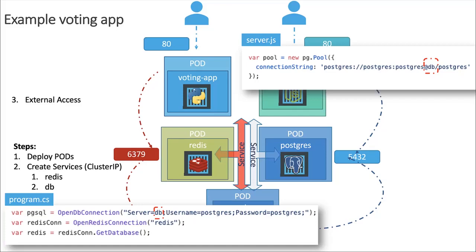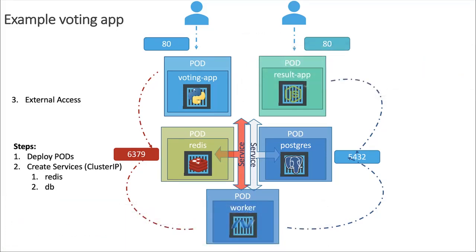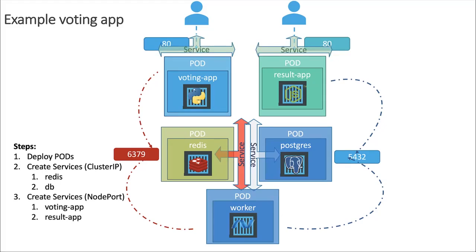Now, the next task is to enable external access. So for this, we saw that we could use a service with a type set to NodePort. So we create services for the voting app and the result app and set their type to NodePort. Now we could decide on what port we are going to make them available on, and it would be a high port with a port number greater than 30,000. So we'll do that when we create the service. So we're done and we have the high-level steps ready.